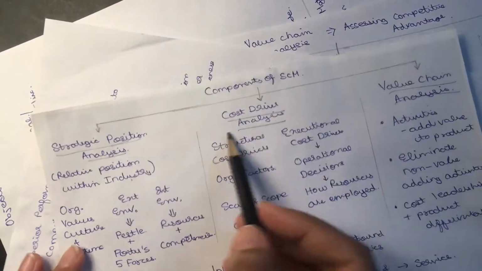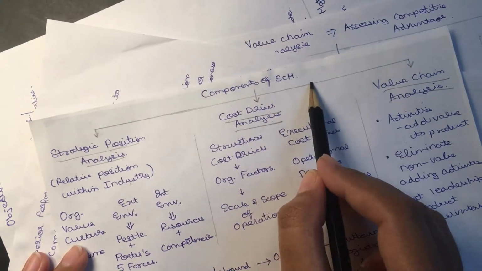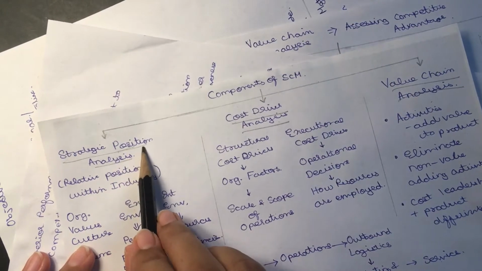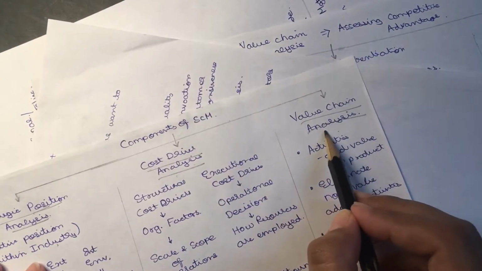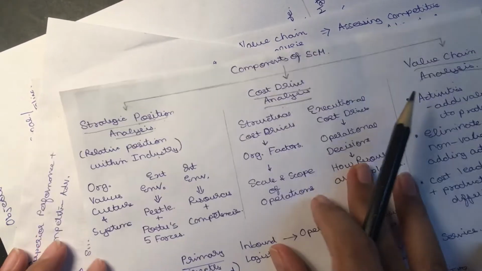Okay, then we have the components of strategic cost management. You have strategic position analysis, you have cost driver analysis, and then you have value chain analysis. These are the components of strategic cost management.